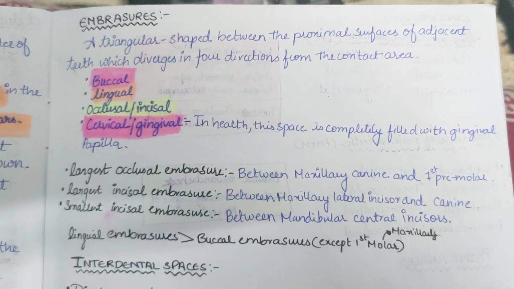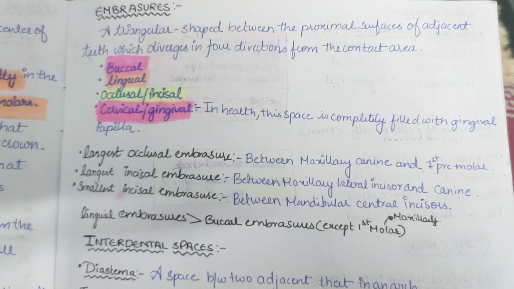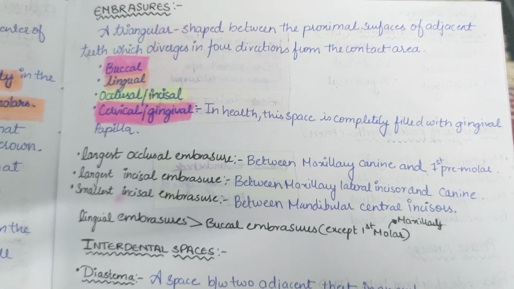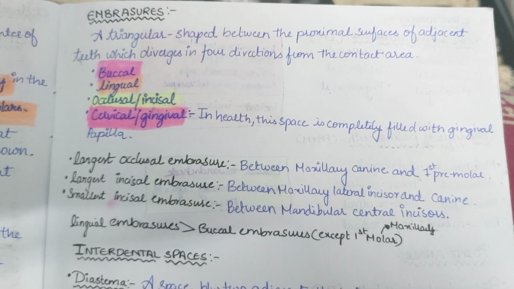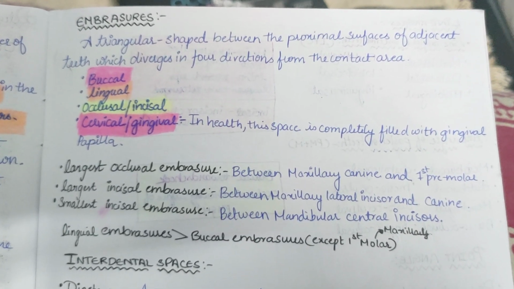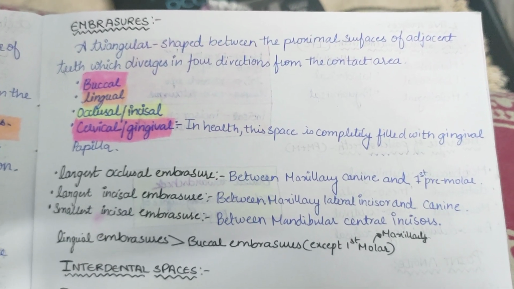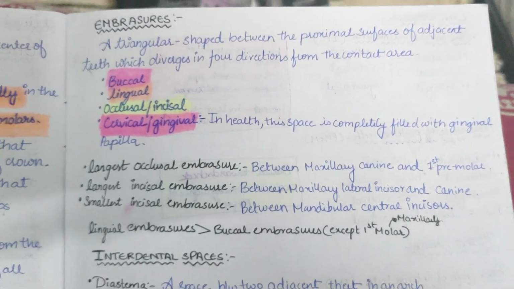Now let us know about embrasures. An embrasure is a triangular space between the proximal surfaces of adjacent teeth which diverge in four directions from the contact area: buccal, lingual, occlusal or incisal, and cervical or gingival. In health, this space is completely filled with gingival papilla between the cervical and gingival.